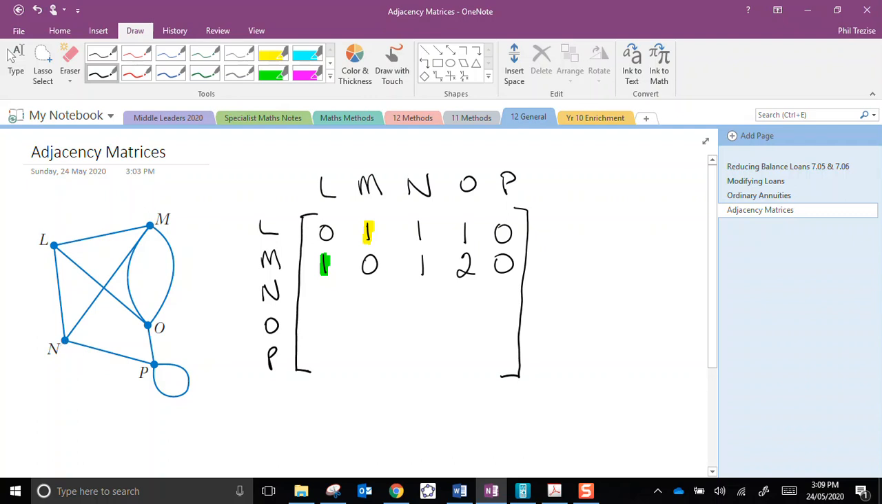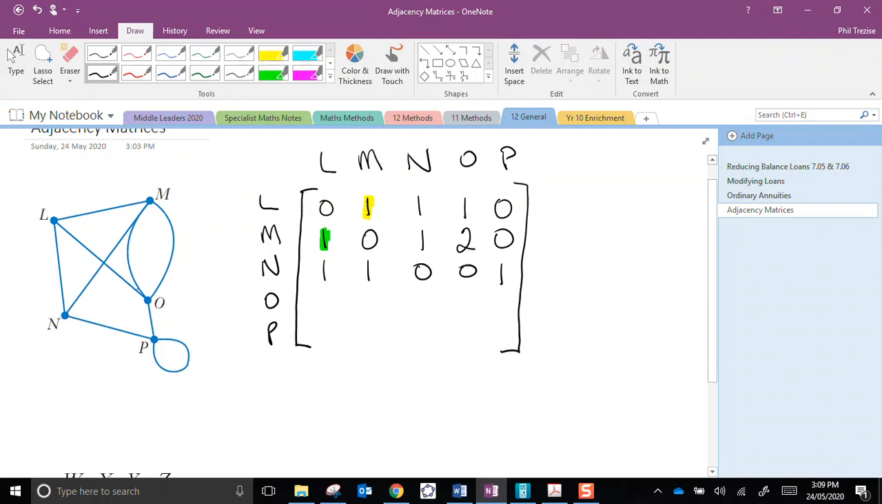Let's go to N. N connects to L. N connects to M. N connects to P. There's only 3 edges, or the degree of vertex N is 3. That should be it. N does not connect to itself, and N does not connect to O.